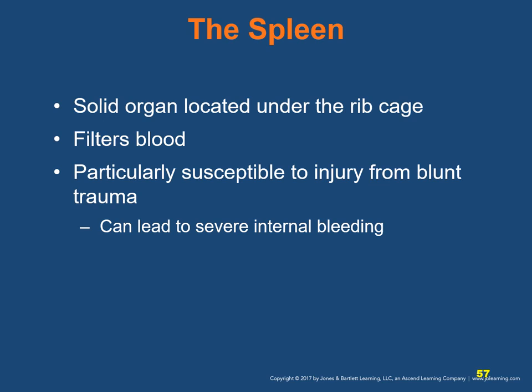Now let's talk about the spleen. The spleen is a solid organ located under the rib cage in the left upper part of the abdomen. It filters worn-out blood cells, foreign substances, and bacteria from the blood. It's highly vascular and is particularly susceptible to injury from blunt force trauma, which can lead to severe internal bleeding.